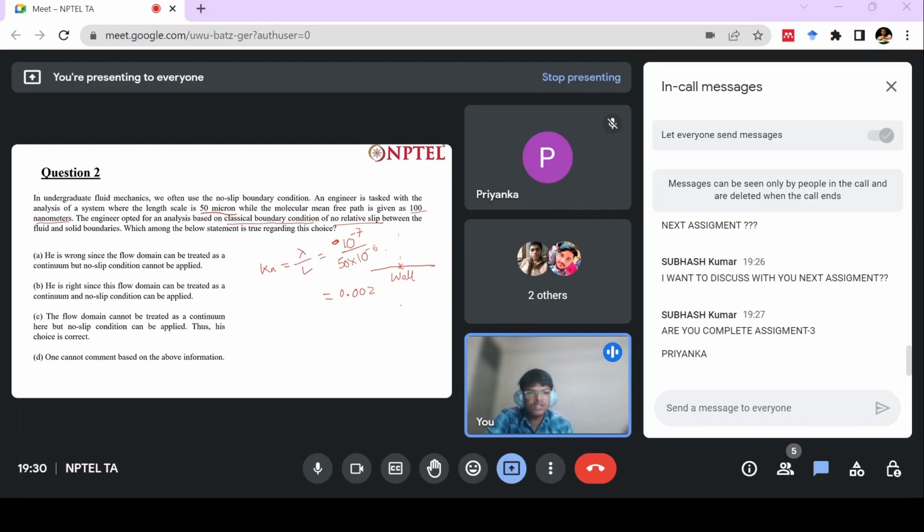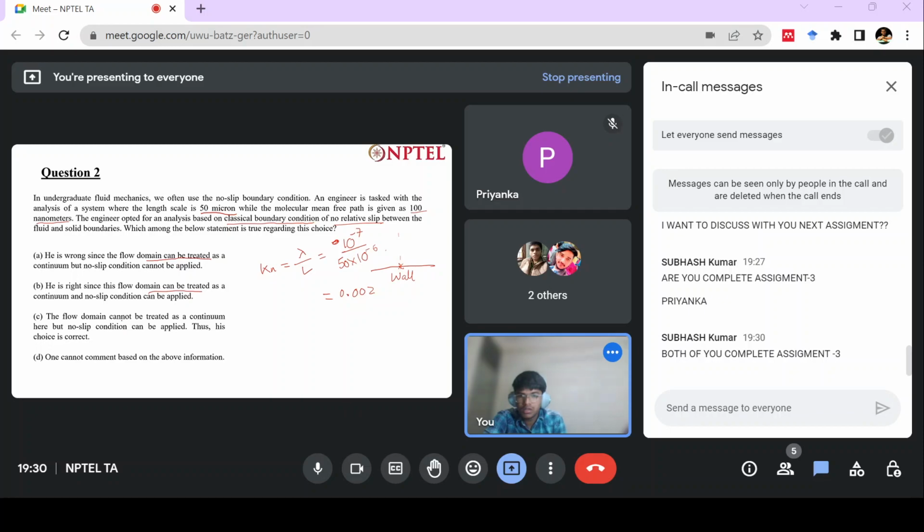Okay. So is this Knudsen number very high or very low? Low. It's definitely low. So we can definitely treat this as continuum. So the first option is wrong, since the flow domain can be treated as continuum. Both of these options say that this can be treated as continuum. Here it says this cannot be treated, so this option will not be there. And what about the no slip condition?